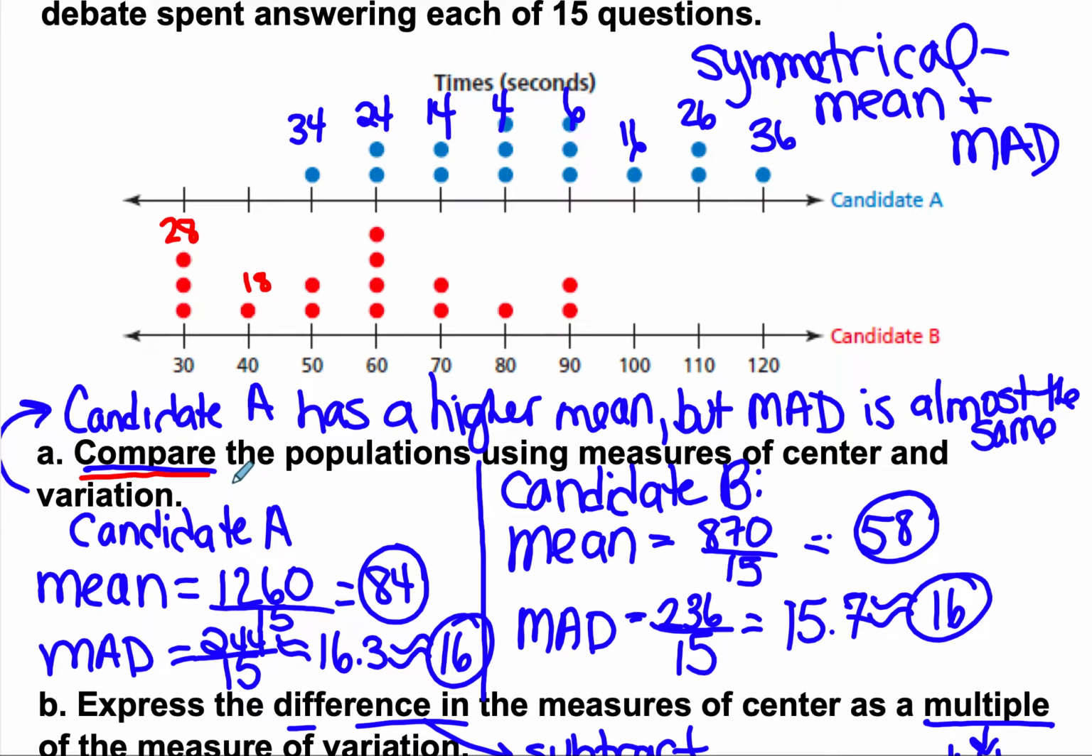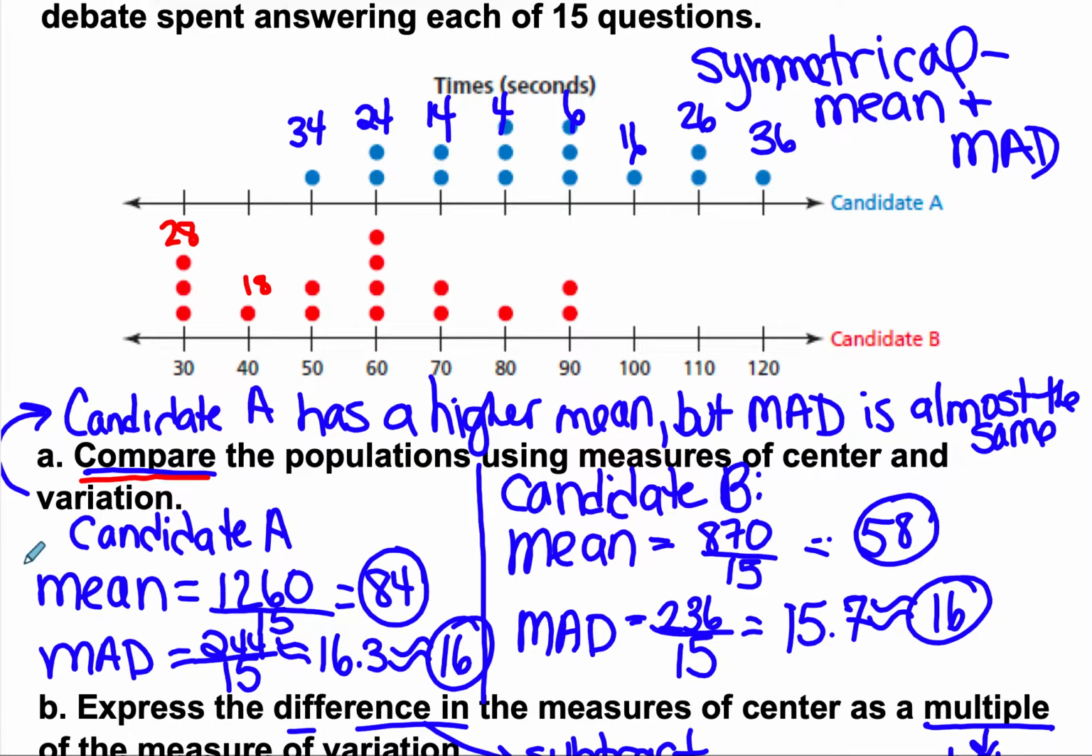So for this type of problem, you have to actually calculate your measure of center. On this one, it was the mean. The measure of variation. On this one, it was the MAD. And then you need to write a sentence to compare them. Which one is bigger, or are they the same or about the same?